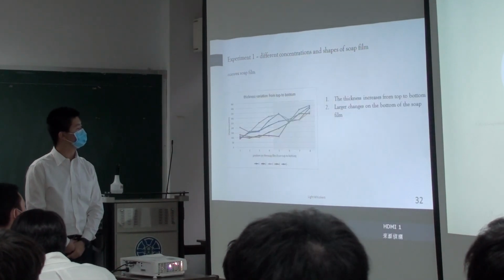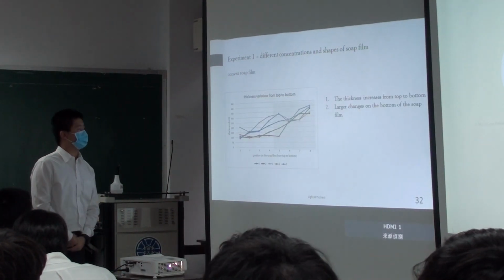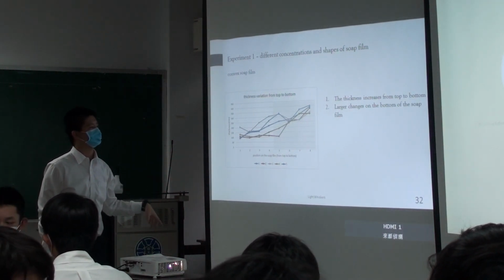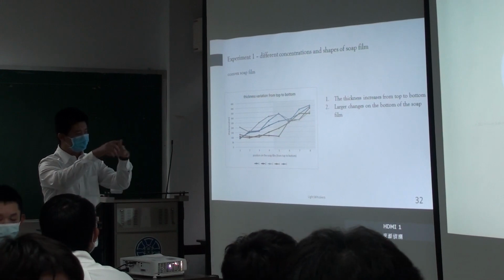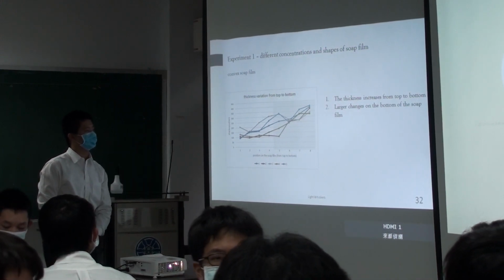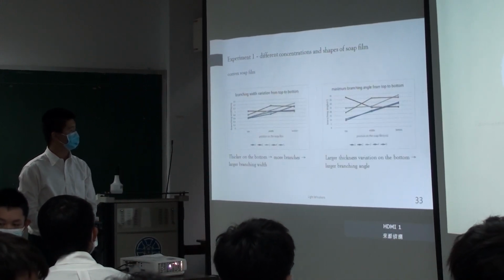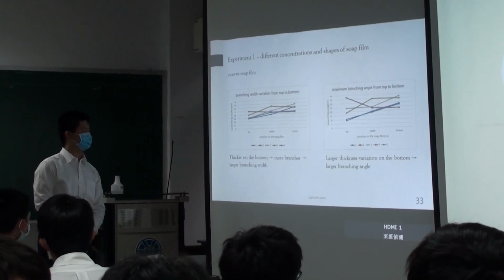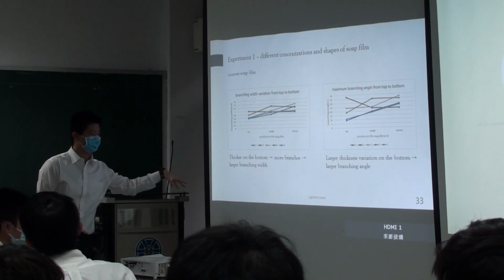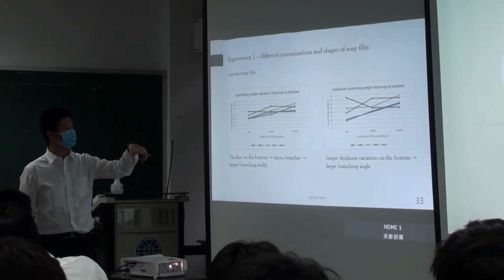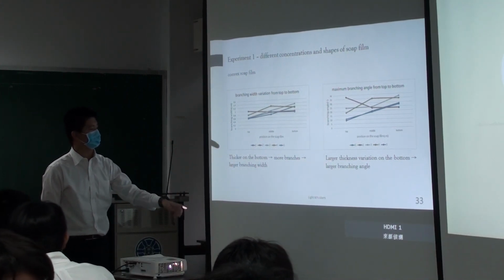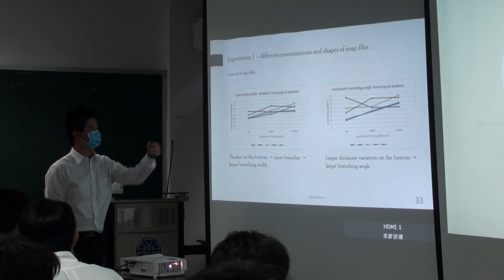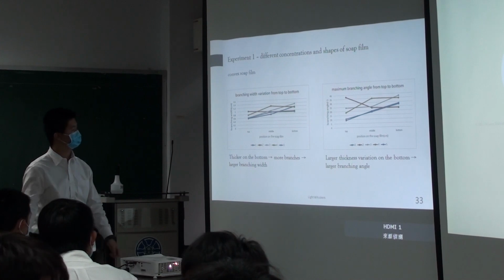Now, for the convex soap film, it's basically another graph, and we know that the thickness increases from top to bottom, basically because it distributes larger changes on the bottom of the soap film. It's thicker on the bottom with more branches, which equals a larger branching width, and on the bottom there's larger thickness variation and also a larger branching angle. You can see these diagrams for yourself.